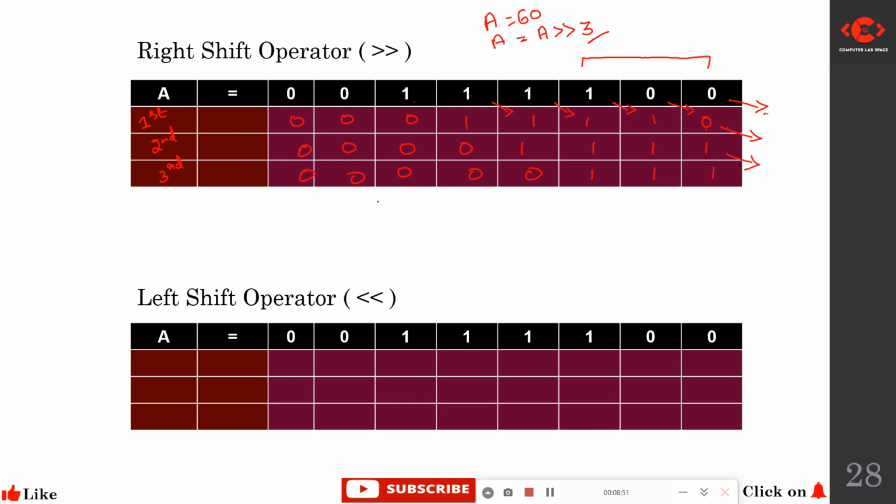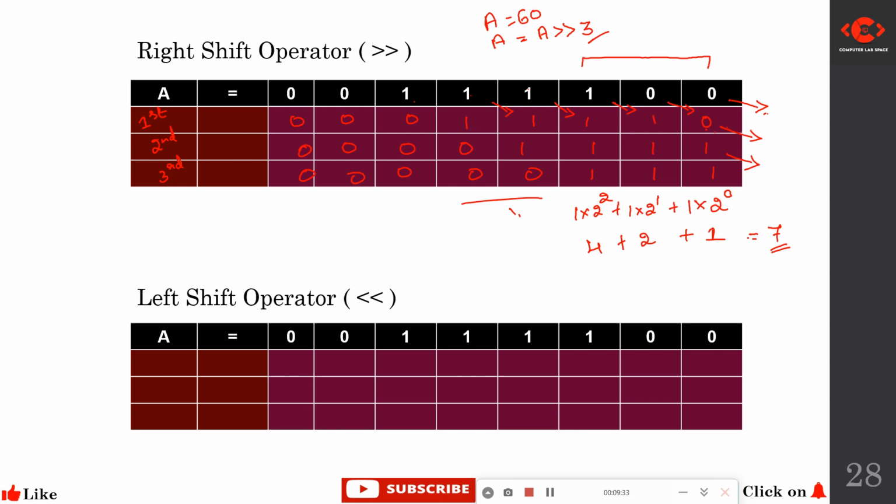And sometimes they are going to ask, after performing 3 shifts, what will be the decimal value? If that is the question, you need to calculate as I already told. That is 1 into 2 power 0 plus 1 into 2 power 1 plus 1 into 2 power 2. The rest you can ignore since it is 0 into 2 power 3. 2 power 0 is 1, so 1 into 1 is 1, plus 1 into 2 power 1, which is 2, plus 2 power 2, which is 4, and 4 into 1 is 4. So you're going to get the value as 7.